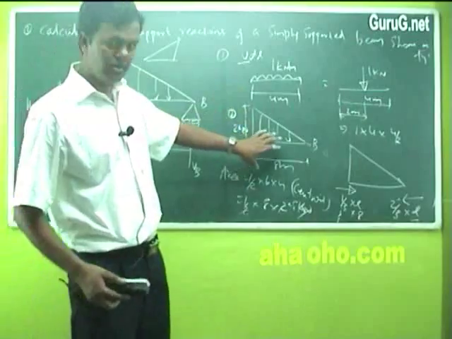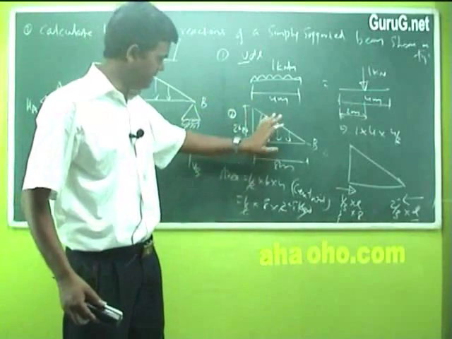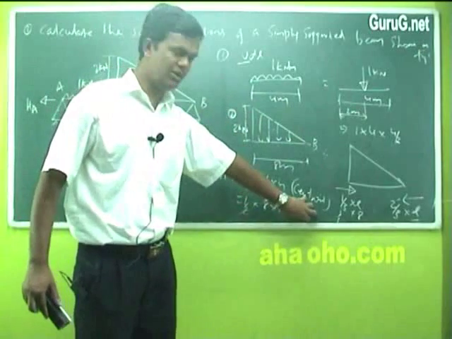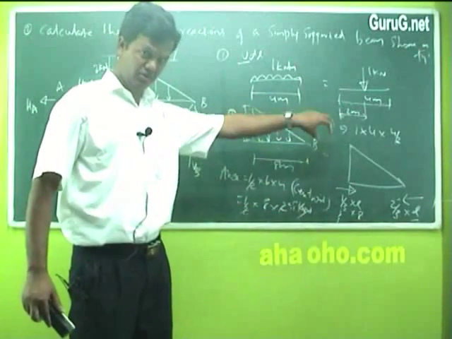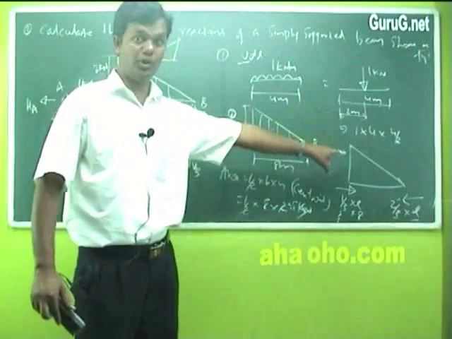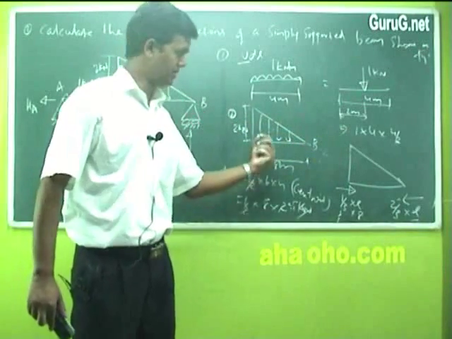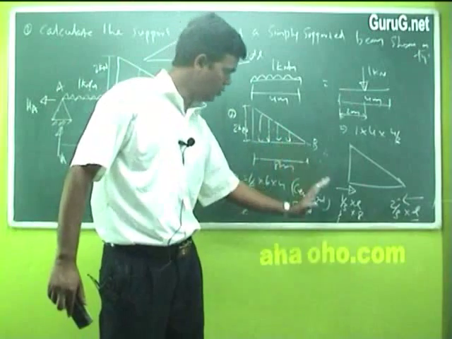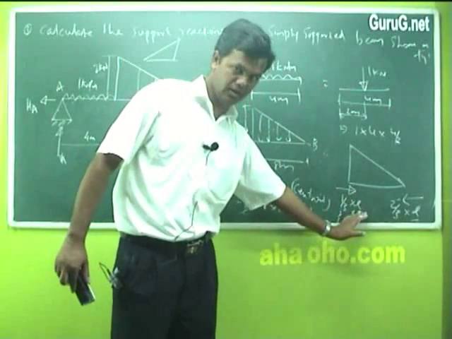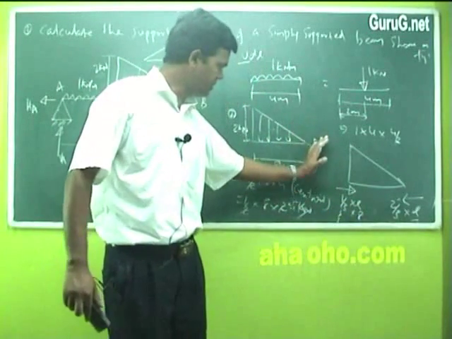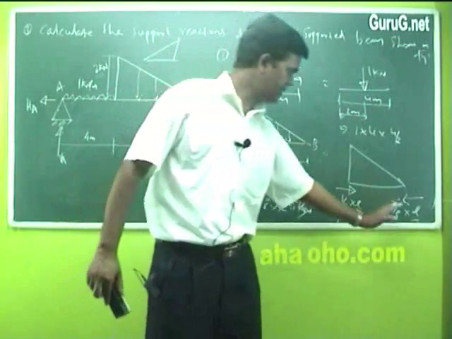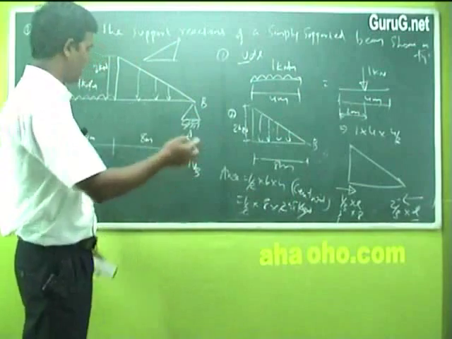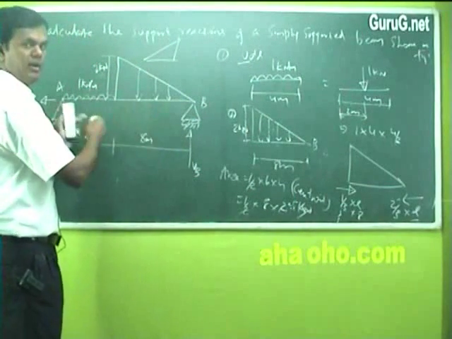So first point, you have to write this area. It's a triangle, rectangle, whatever it is. Triangle, you write the area, it shows the load. Second point, the load applied, acting at which point, at what distance. That is, if you calculate from the bigger end of this triangle, you write it as 1 by 3 into L. If you calculate from the smaller end of the triangle, you write it as 2 by 3 into L. Is that clear?